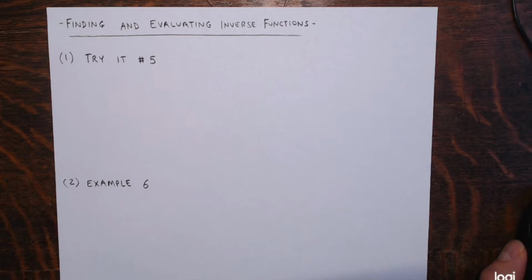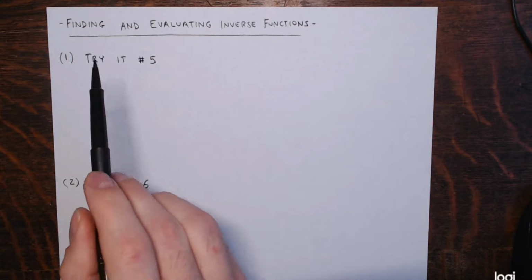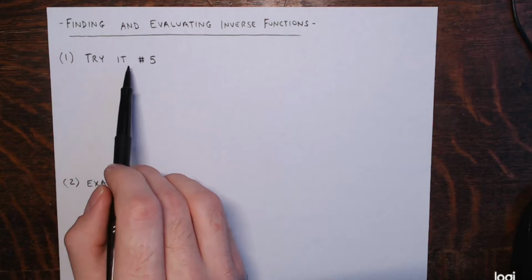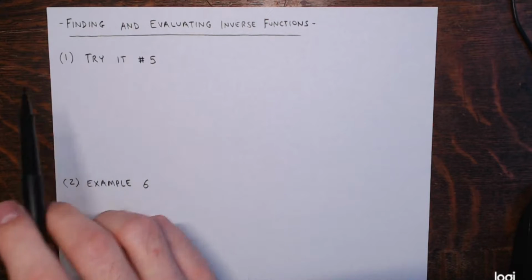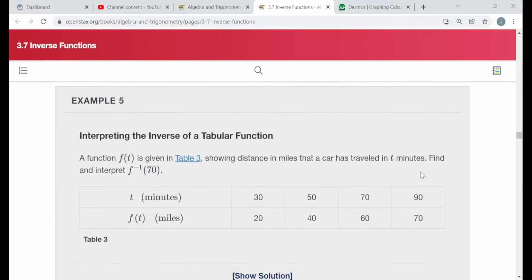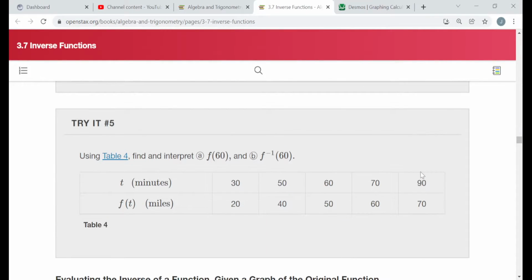Alright, so I have my first examples written out here. The first example I want to do for you is try it number 5 from the text. So let's take a look at that. Here's try it number 5, and we're asked, using this table given to us, a table representing a function that looks like it takes minutes to miles, input t, output f of t.